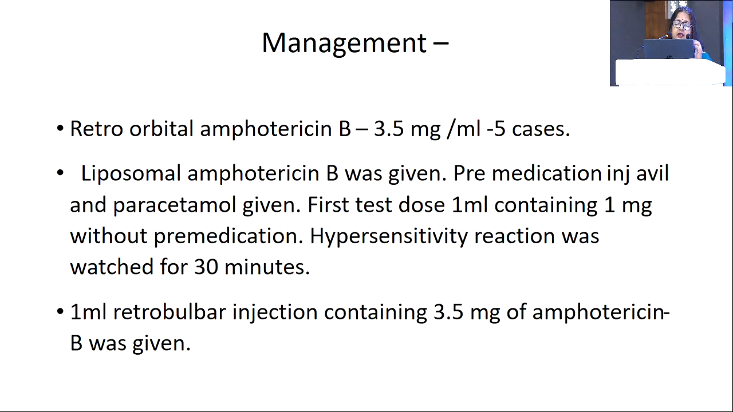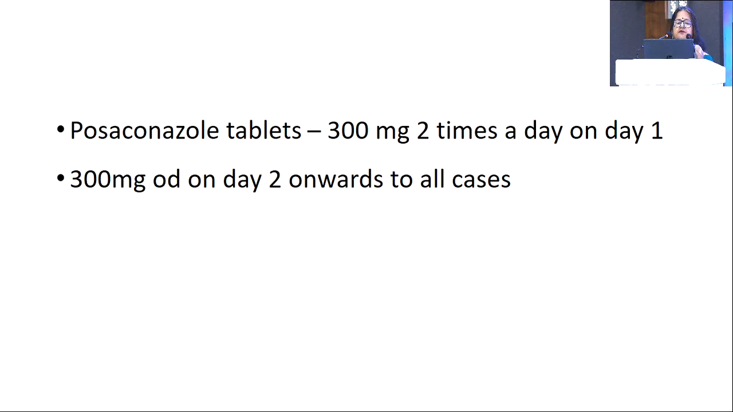Retrobulbar amphotericin B, 3.5 mg per ml, was given in 5 cases. Liposomal amphotericin B was preferred. Pre-injection Avil and paracetamol were given. A first test dose of 1 ml containing 1 mg was given without pre-medication. Hypersensitivity reaction was watched for 30 minutes, and then 1 ml of retrobulbar injection containing 3.5 mg of amphotericin B was given.